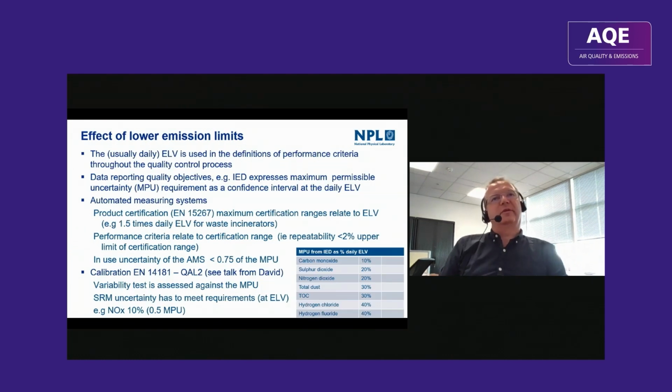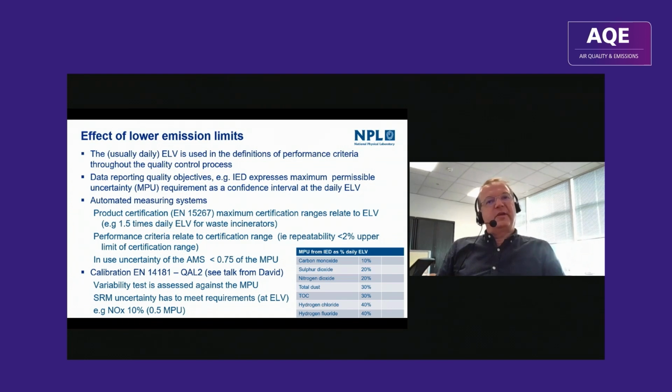So what's the impact of these lower emission limits? Most of the quality objectives within the methods and in the reporting requirements are based on the short-term, usually daily, ELV, emission limit value. And so as we have these reduced emissions, we're driving tighter requirements on the systems. For automated measuring systems, the requirements and the certification ranges relate to the ELV. Usually, for example for waste incineration, 1.5 times the daily ELV is the maximum certification range that's allowed, because in general a smaller range is harder to achieve, as the performance requirements are based as percentages of the ELV, or percentage of the certification range, which is based on the ELV. So as we reduce the required ranges, we're tightening the performance requirements on the instrumentation.